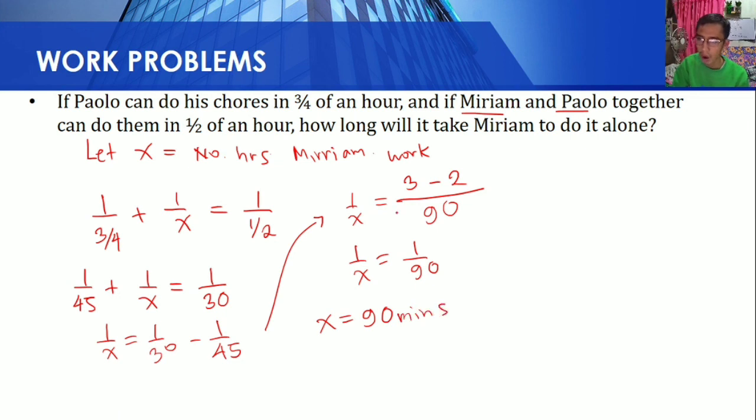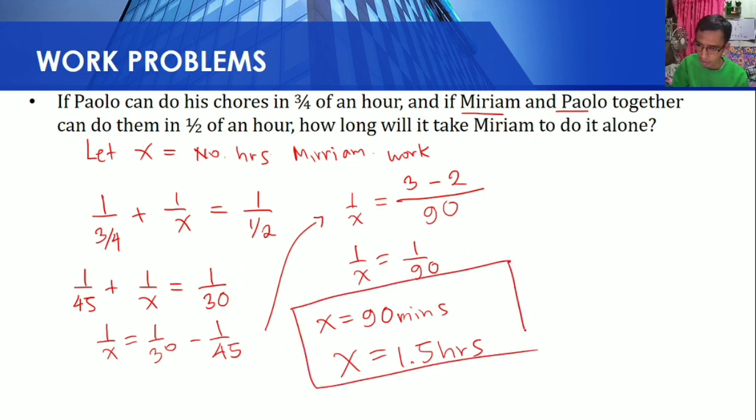So, how long will it take Miriam to do it alone? Miriam will take 90 minutes to do it alone, or in terms of hours, x is equal to 1.5 hours. So this will be our answer.